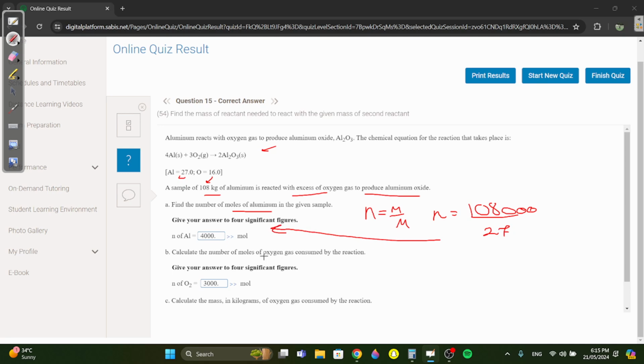Then for oxygen, you just do RR and GR. This is your reaction here. So you do RR, GR. You have 4 aluminum, it became 4000, right? Here I have 3 oxygen, so how much would it be? If you cross multiply you get 3000.